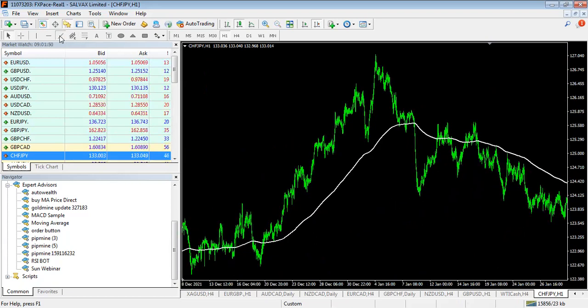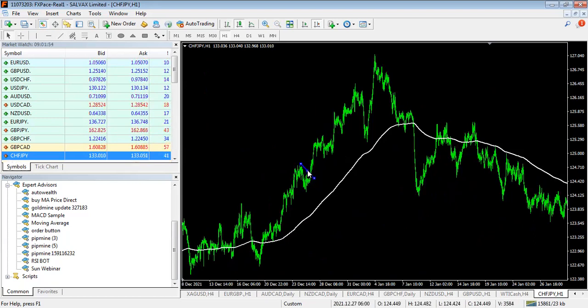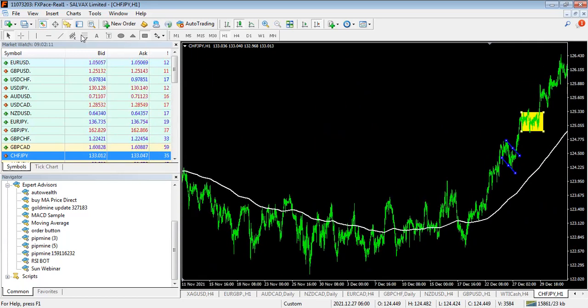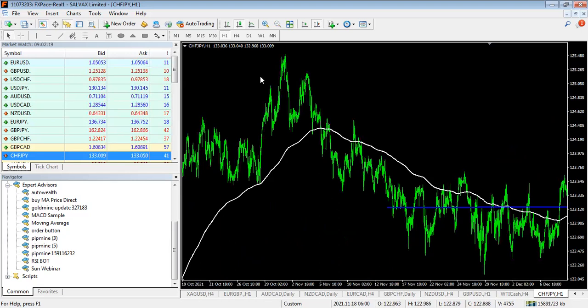Okay. We're going to see lots of flags. This flag. Flag here. So on this place, the market was on a sideways trend. So we have a bearish flag. This place is quite noisy.